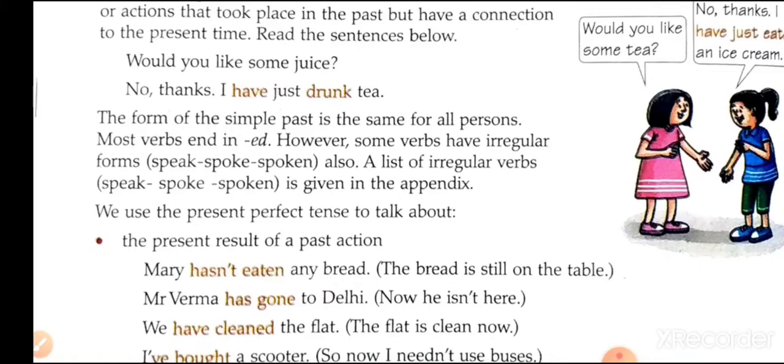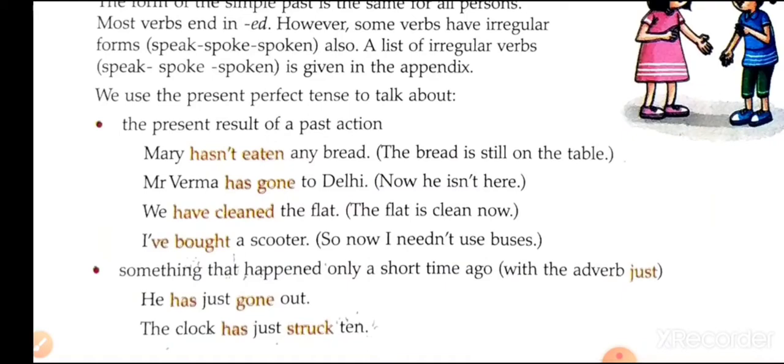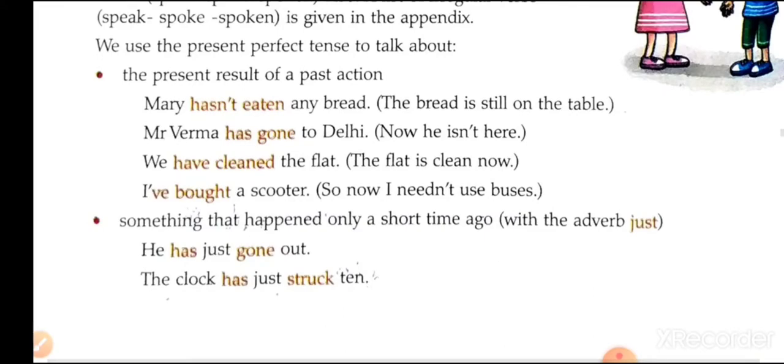We use the present perfect tense to talk about the present result of past actions. Mary hasn't eaten any bread. The bread is still on the table. Mr. Sharma has gone to Delhi. Now he isn't here. We have cleaned the flat. The flat is clean now. I have bought a scooter, so now I need not use buses. For something that happened only a short time ago, use the adverb just. He has just gone out. The clock has just struck 10.